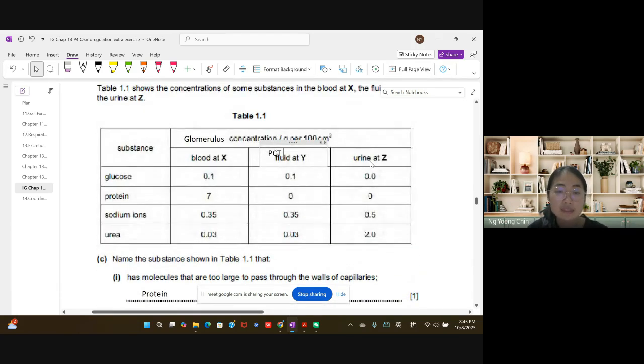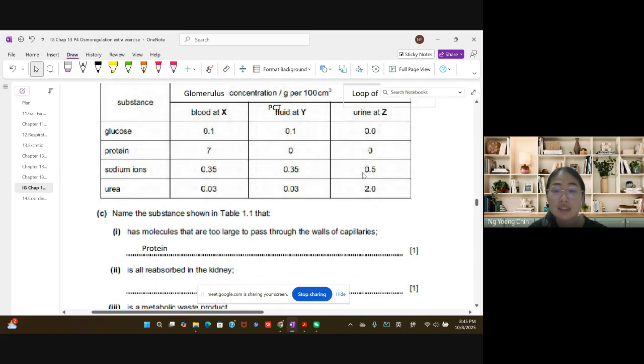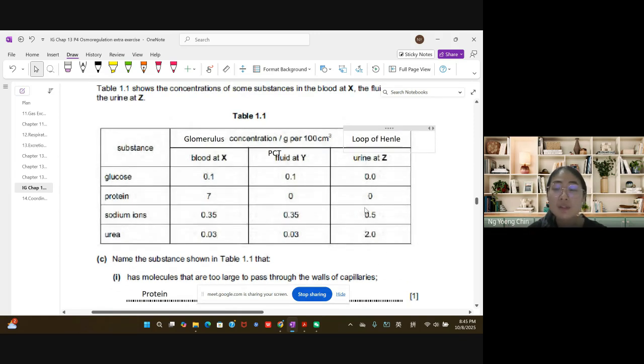So the urine at the Z, right, you can see glucose and the protein disappear already, just left the sodium ions. So this occurs at the loop of Henle. And then you can see, right, the difference between the fluid at Y and Z is, you can see the sodium ions increase, urea increase. Okay, why does this happen? It's because the water reabsorption also takes place in the loop of Henle.